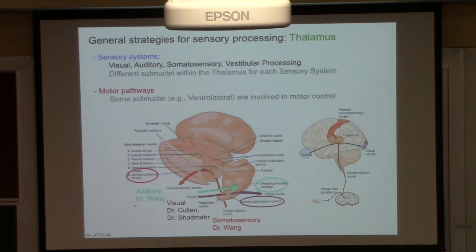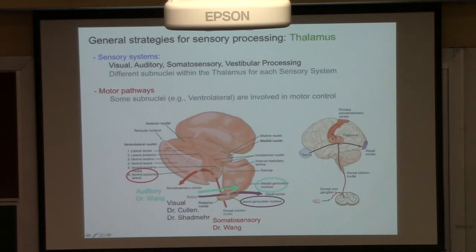Dr. Wang will talk about the auditory system. Information goes into the medial geniculate nucleus, right? So everything's kind of going through this same general area. Visual and vestibular systems, myself and Dr. Shadmir. Visual systems go through the dorsolateral geniculate. The vestibular system actually goes with somatosensory information through the VPL, the ventral posterior lateral thalamus. So you have basically multiple structures working in parallel to bring sensory information up to cortex.